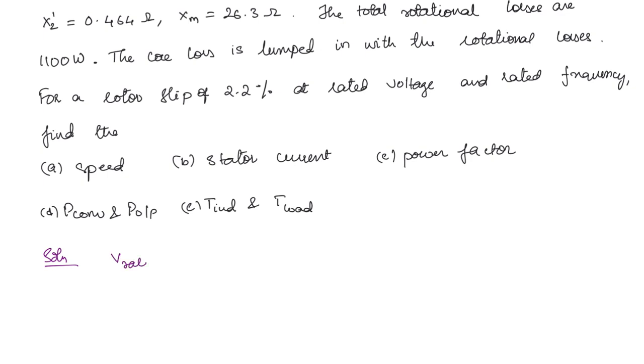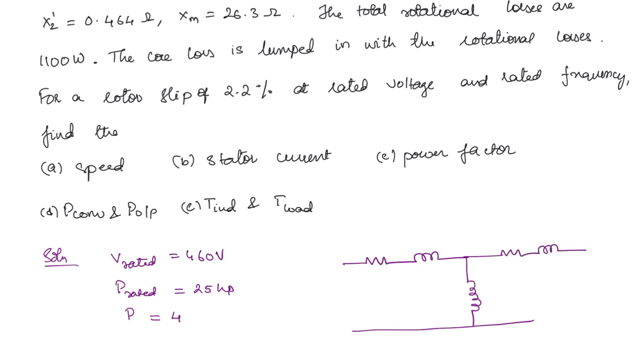The rated voltage is given as 460 volts. P rated is given as 25 HP. Remember that rated power is usually the output power that the motor is able to deliver. Next, number of poles is given as 4 and the parameters we can represent in the circuit. Since RC is not given, we can assume it to be negligible.